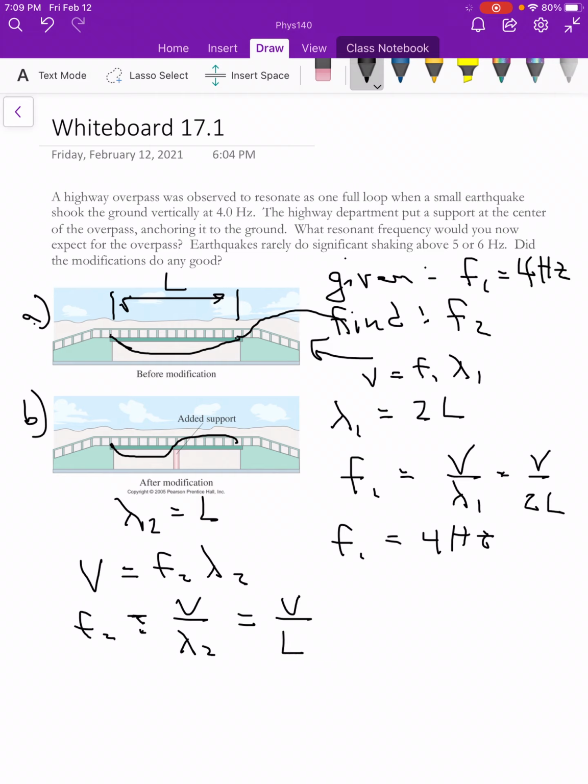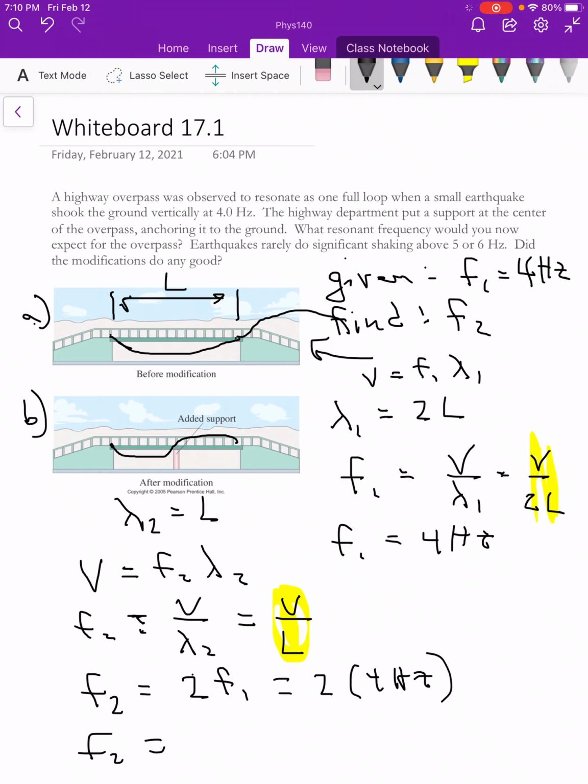So if I look at this equation and this equation, I see that F2 is equal to 2 times F1, and that's because I need 2 F1s in order to make up F2. And so that tells me that F2 is equal to 2 times 4 hertz, and that's equal to 8 hertz. So F2 is equal to 8 hertz.